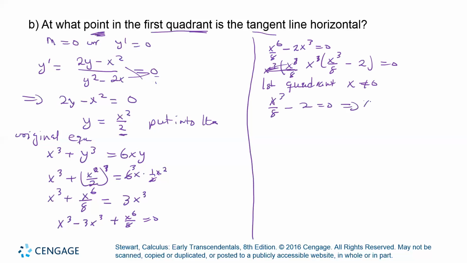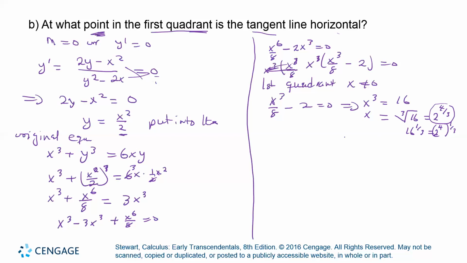And that means x cubed is equal to 16. Then take the cube root on both sides. This gives us 2 raised to 4 over 3, because we're going to have 16 raised to 1/3, which is the same as 2 to the 4, all raised to 1/3. So that is the x coordinate at the point in the first quadrant where the tangent is horizontal.